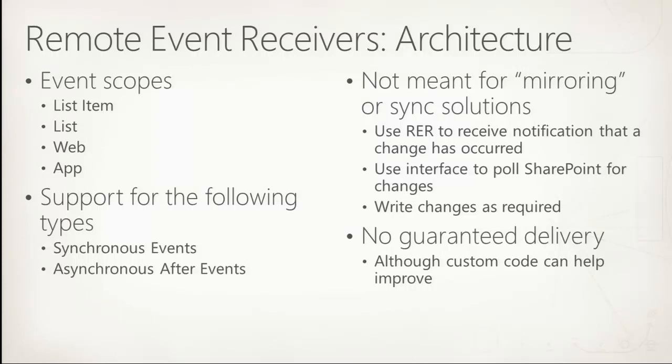Those were the two kind of major pieces of motivation that we had. So we support the notion of a remote event receiver, which is basically an event receiver that, as opposed to calling code hosted in, say, the sandbox or in full trust, can call out to a web service. It can fire at the list item scope, the list scope, the web scope, and as well on the app scope.